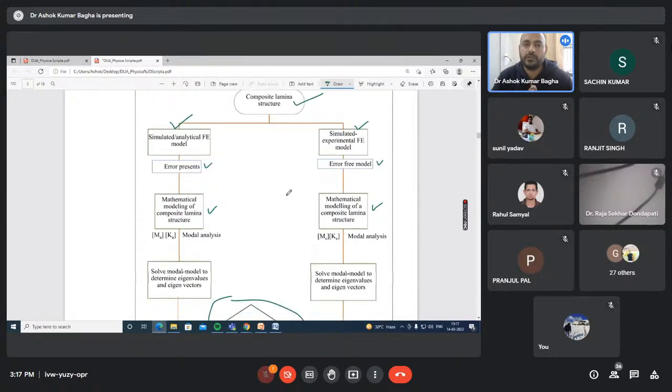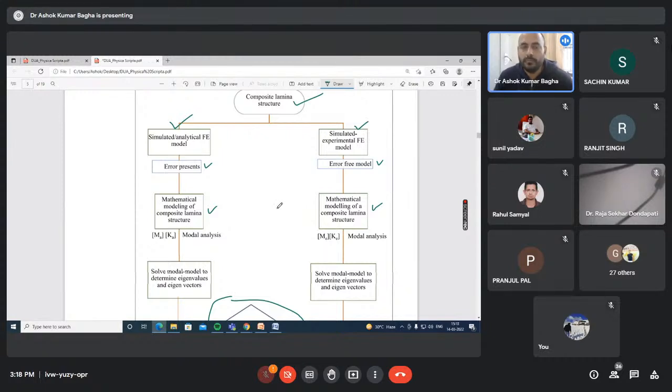FEM is a numerical tool that gives us approximations. It never gives us the exact result, right? Because it works on approximation. The approximation may be in the material properties, the dimensions, and the boundary condition. So it's a numerical tool that solves the partial differential equation. It will not give us the actual results.